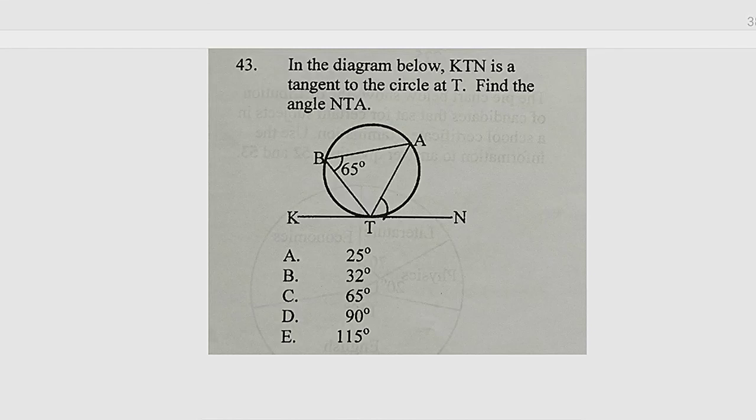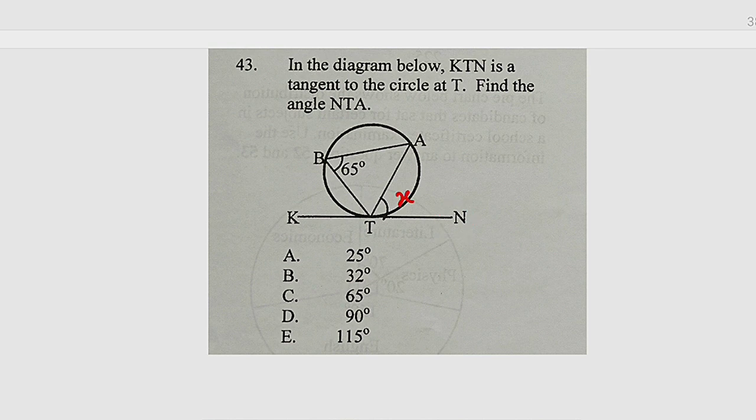Question number 43. In the diagram below, KTN, let us locate it. KTN is a tangent of a circle at T. You should know that a tangent is a line that touches a circle at exactly one point. We're asked to find the measure of the angle NTA. Let us locate it. We have N, we have T, we have A here. Therefore, they are referring to this particular angle.